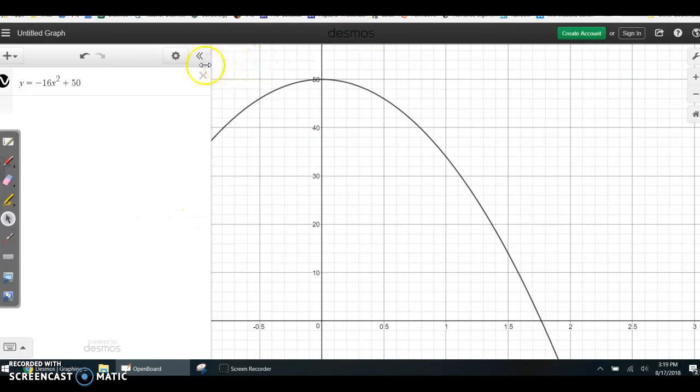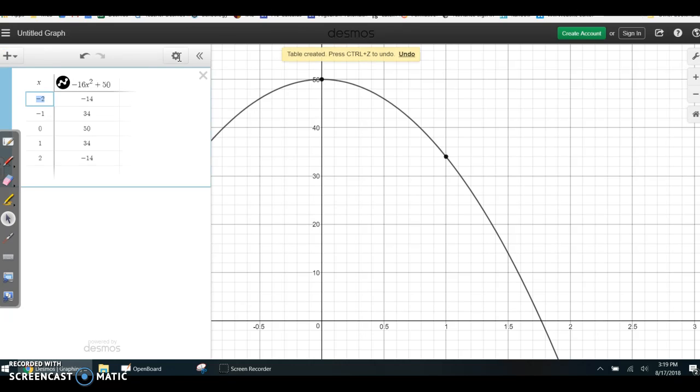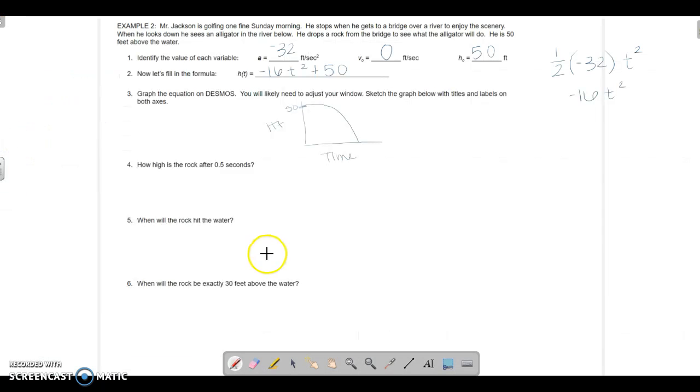Okay, so how high is the rock after half a second, 0.5 seconds? Then just go into Desmos, do the same thing that we did before. Get that table and you can type over any of the x values. If I plug in 0.5, we get out 46. So that tells us that the rock is 46 feet in the air, which makes sense. After half a second, it should be lower than where it started.